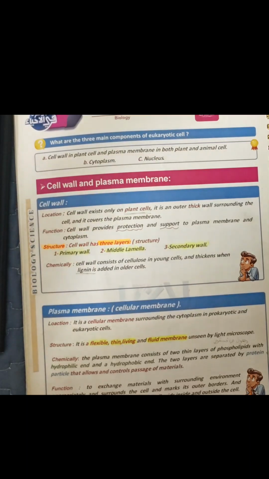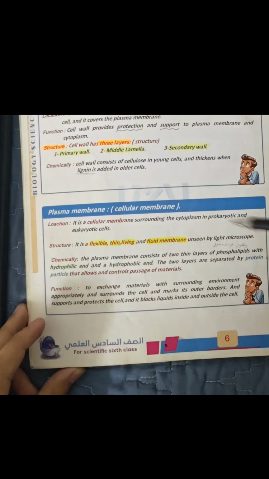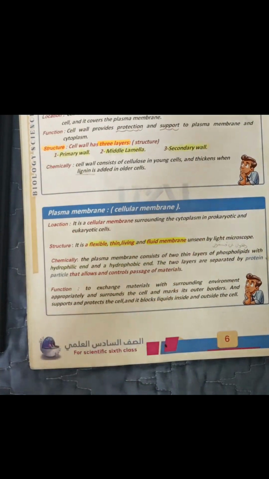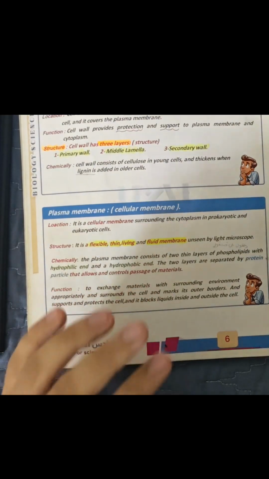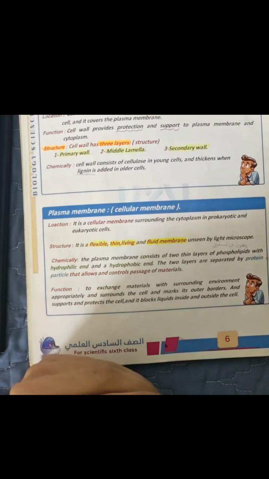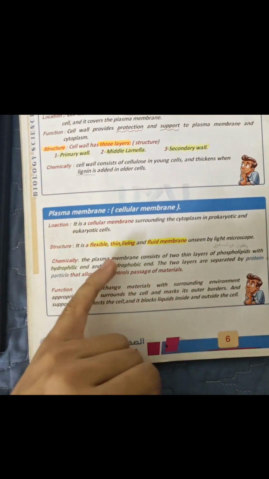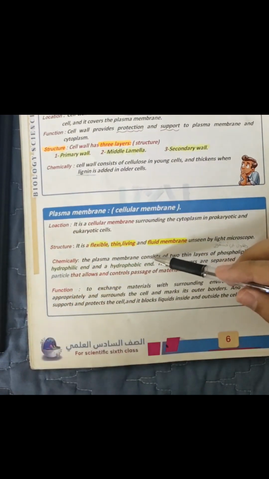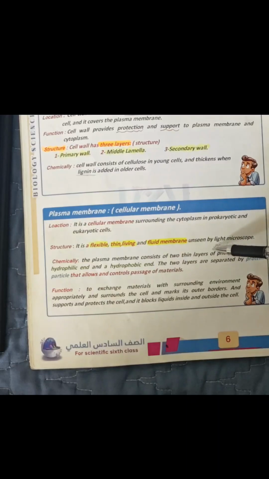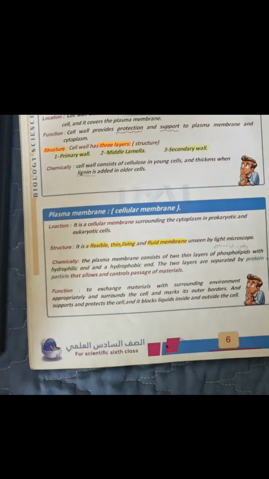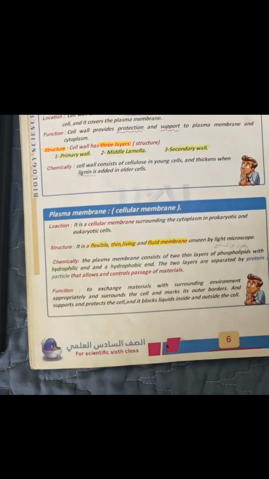Now we move on to plasma membrane, or cellular membrane, or cell membrane. Now let's see what it says. It says location. It is a cellular membrane surrounding the cytoplasm in prokaryotic and eukaryotic cells. So it's existent in both prokaryotic and eukaryotic cells. Let's see the structure. It is a flexible, thin, living, and fluid membrane unseen by light microscope. By the way, it is unseen by light microscopes. It can only be seen by an electron microscope, I think it was called.